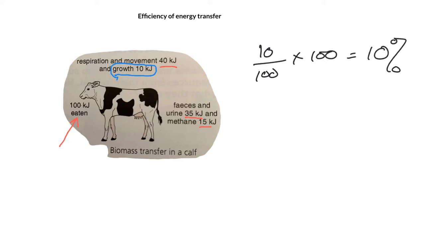So one of the things you've got to be able to do is to work out the efficiency of energy transfer. Our cow here has eaten 100 kilojoules of energy. Looking up here, you can see 40 kilojoules have been used up in respiration and movement, 35 in urine, 15 in methane, leaving only 10 kilojoules there in blue for growth, so making new tissues. So 10 out of the total amount taken in, 100, multiplied by 100, gives you 10%. That is our efficiency recording. So efficiency is the energy used for growth, so the output, divided by the energy supplied, multiplied by 100.